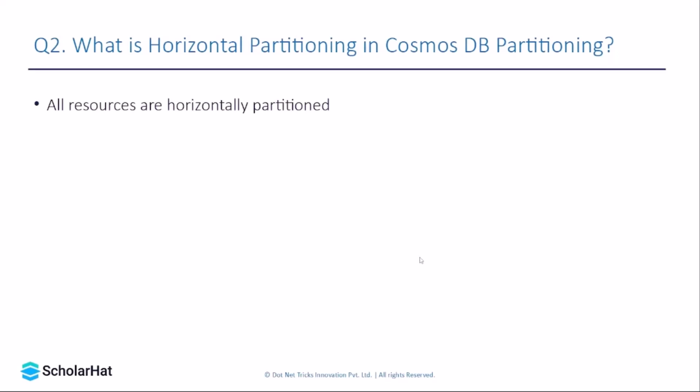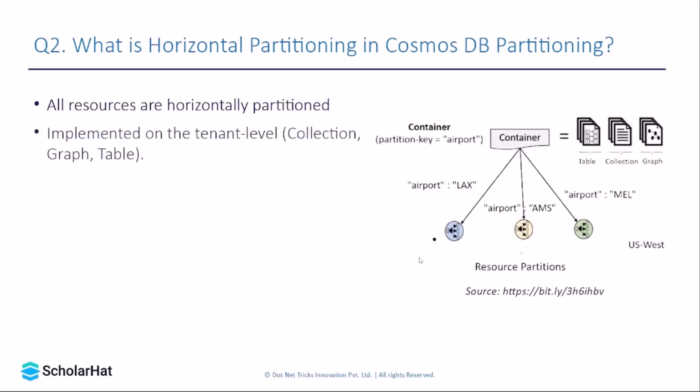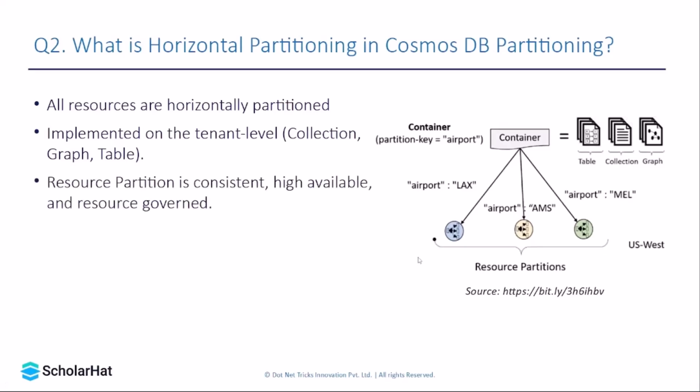In terms of horizontal partitioning, all the resources are horizontally partitioned. The same example that we have seen in the last slide can be used over here as well, in which we have divided all the different partitions based on the airport name as the partition key. The horizontal partitioning works in a different way.